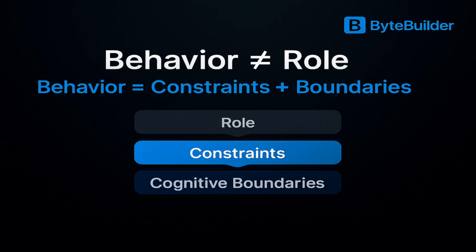Beneath that is the constraint layer. This is where you actively limit what the agent is allowed to do. Constraints shape decision making far more than abstract role instructions. At the bottom is the cognitive boundary layer, the thickest and most important layer. This defines the agent's thinking limits, the scope of its reasoning, and the mental territory it is allowed to operate in. When these layers work together, you get reliable, repeatable behavior. If you rely only on the role layer, you get generic output. This is the core concept for the rest of the video. Behavior is engineered through boundaries and constraints, and not through titles or personality descriptions.